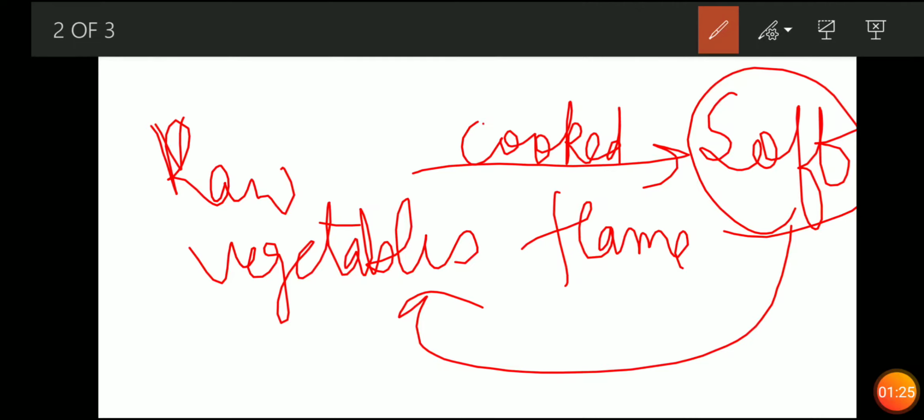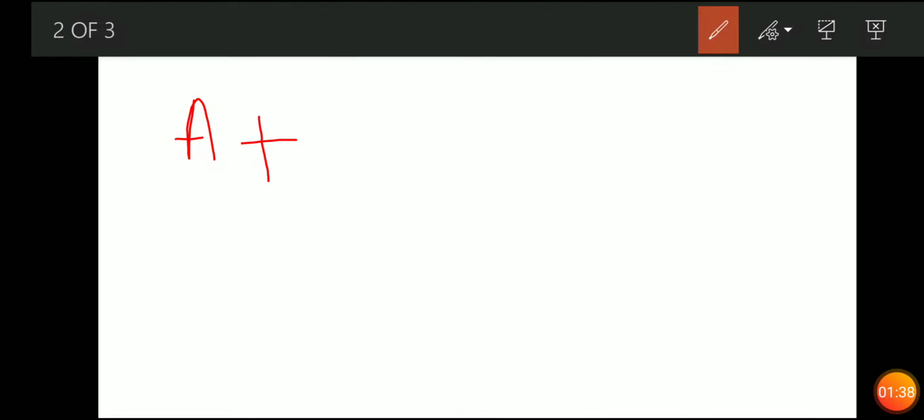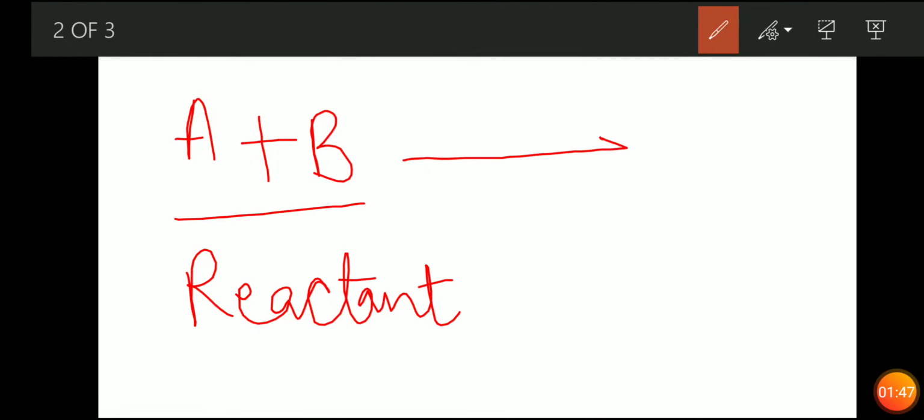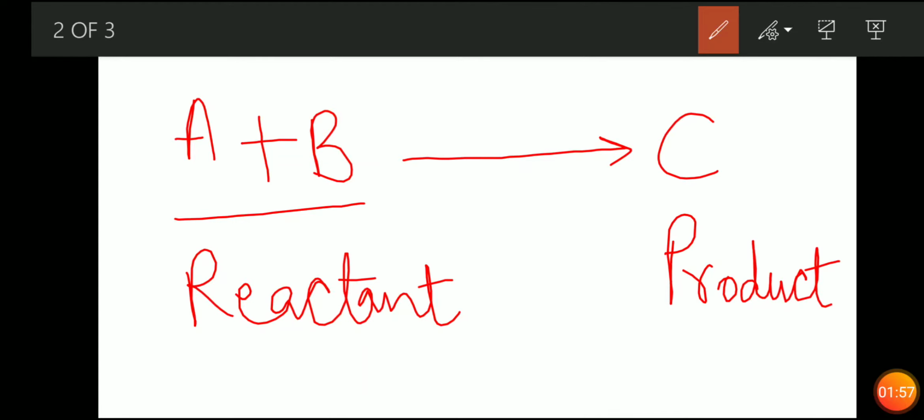In the same way, we have a chemical reaction which we indicate through some symbols. What are they? Just see, and how to indicate a chemical reaction. Suppose you have a raw material A and a raw material B. These raw materials are known as reactants. They form a new substance, suppose C. So this new substance is your product. Now we are saying that A plus B are reactants and they form a new substance C.